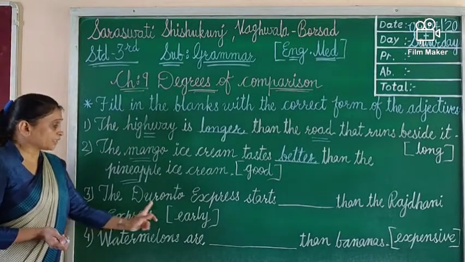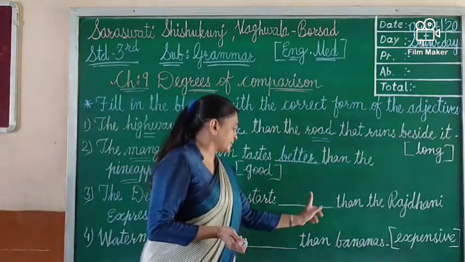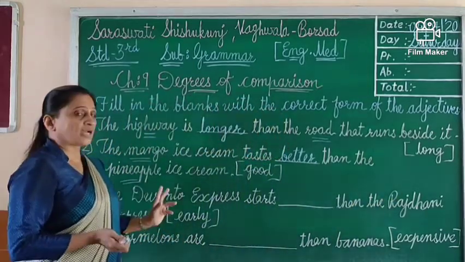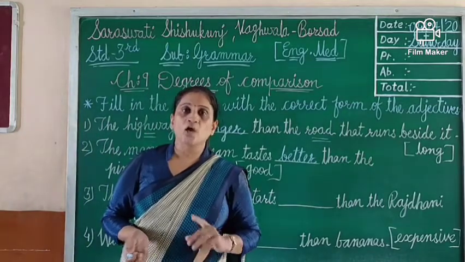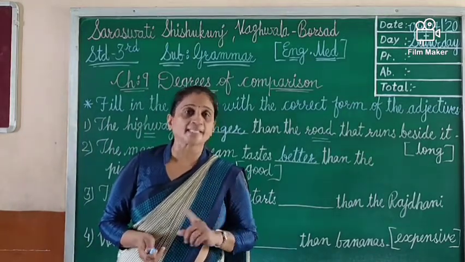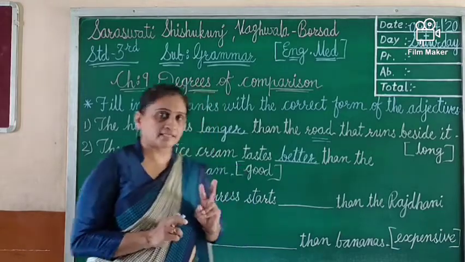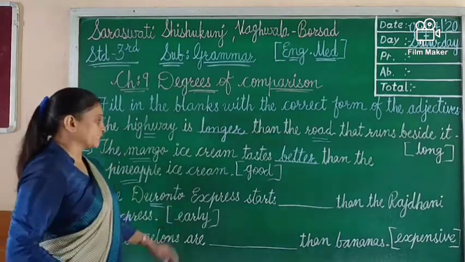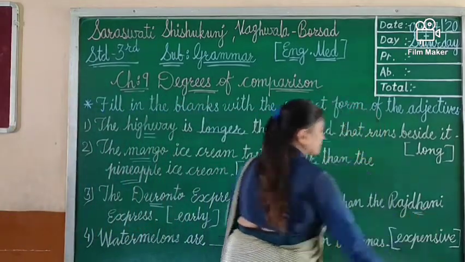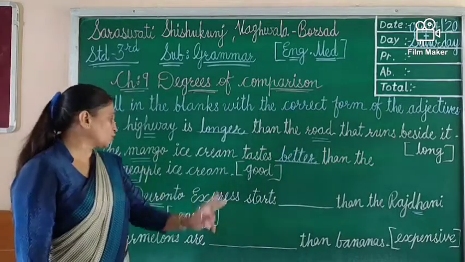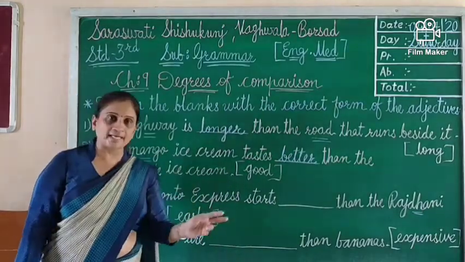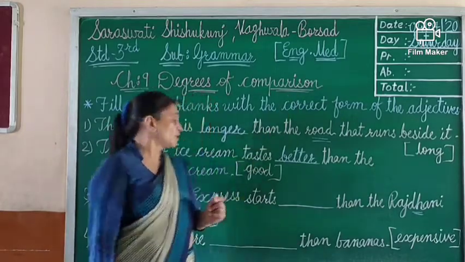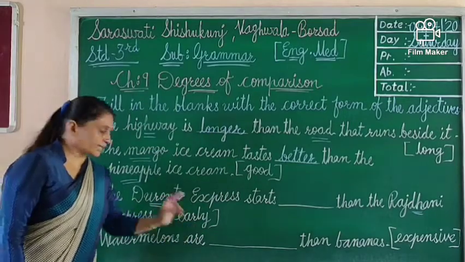Third one is: the Duronto Express starts dash than the Rajdhani Express. These both are the names of trains. Duronto Express and Rajdhani Express are different trains. Here we are doing comparison of Duronto Express with Rajdhani Express. We are getting two options, and we are doing comparison of both trains. So here the word is early.